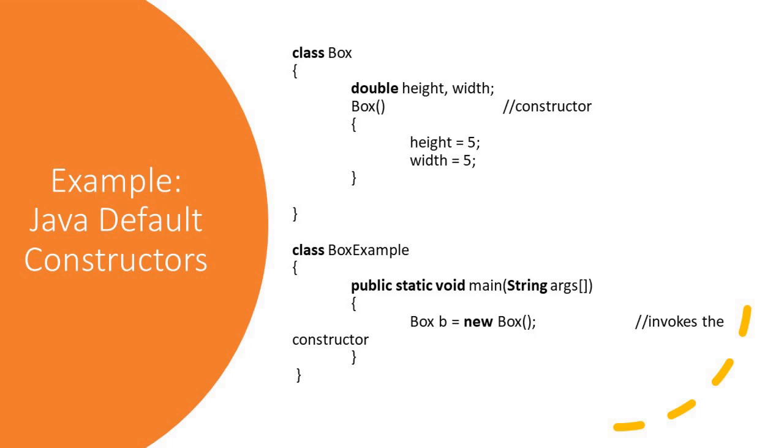Please note, when you do not define a constructor in a class, Java calls a default constructor which automatically initializes all the instance variables with values equal to 0. Once you define your own constructor, the default constructor provided by Java is no longer used.